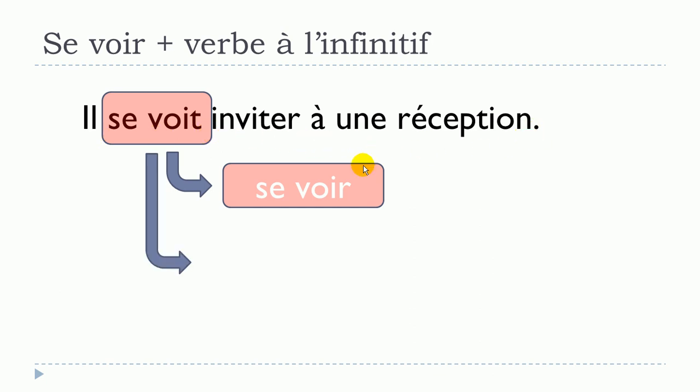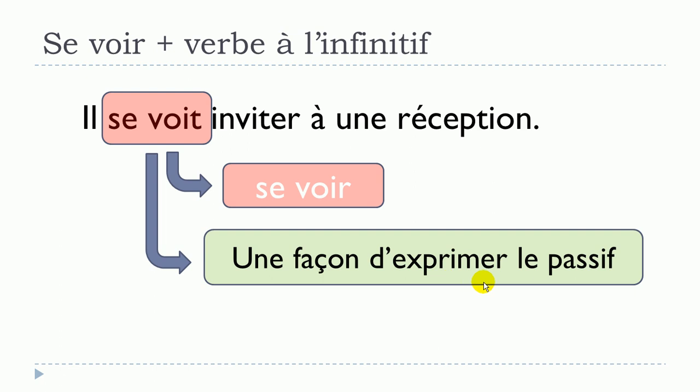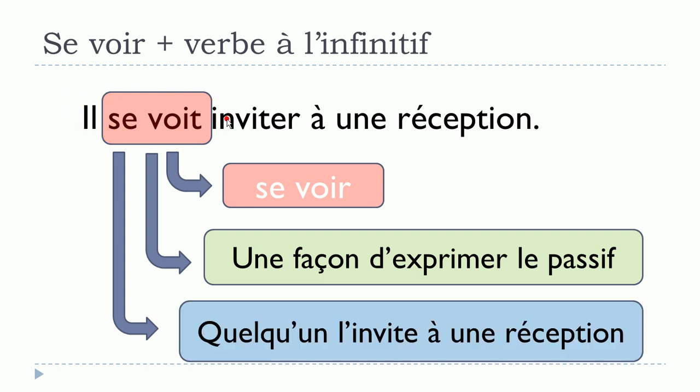And the key is that you get to know that you can use se voir as a way to express the passive form. So, une façon d'exprimer le passif. Okay? And it's quite interesting because if you think about the passive form, then it means that the subject doesn't do the action. So actually in this case, il doesn't do the action, so invite, but it's the passive, so he is invited. Okay? So you could actually have the sentence like that. Quelqu'un l'invite à une réception. Somebody is inviting him at a reception.